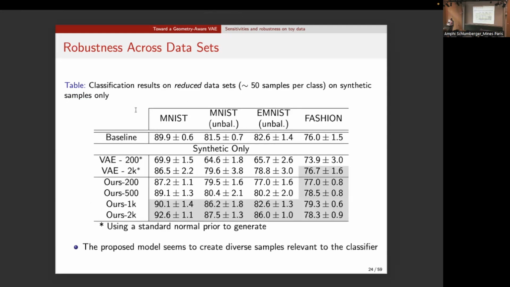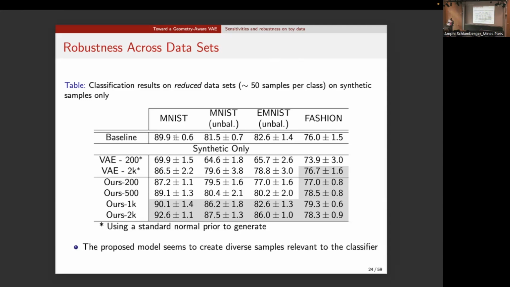Okay, now classification result on reduced data sets. So now we use the same framework, but instead of training our classifier in the cross-validation loop with the artificial data and the real data, we remove the real data. The real data were only used to train our variational autoencoder, and we only use the artificial data, so the blue dots, to train our classifier, okay?